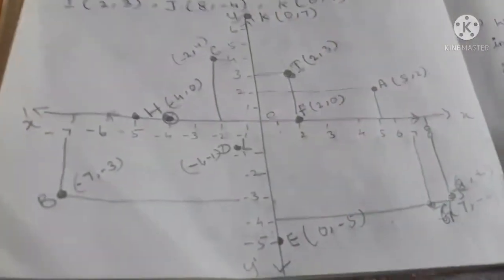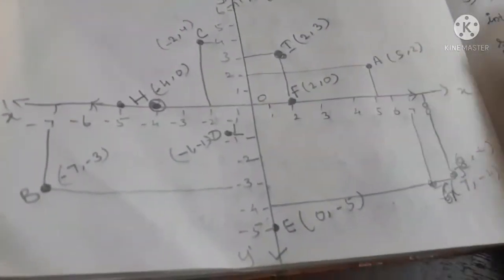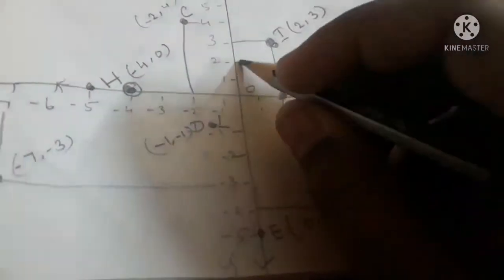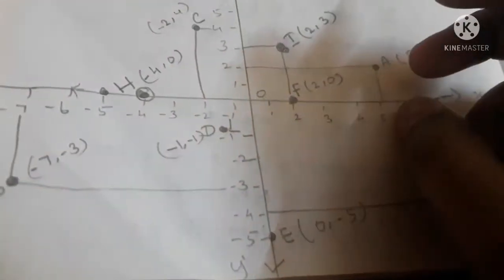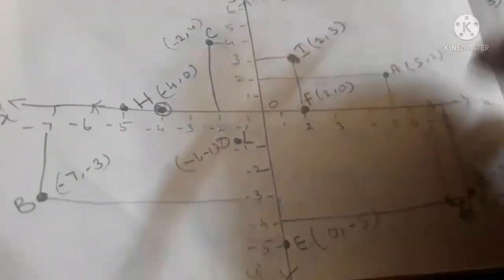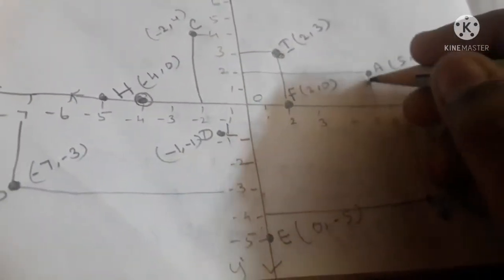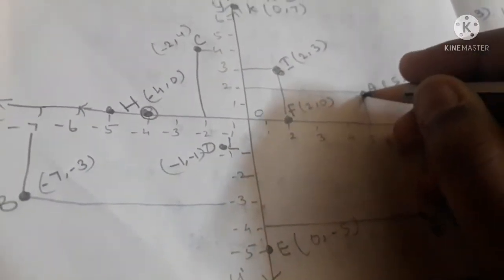You're just going to mark. 5 comma 2 means x value is 5 and y value is 2. So what you are going to do is, if the x value is given 5, then from 5 you have to mark 2 centimeters up, because the y value is given 2.